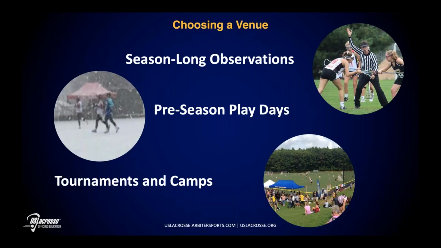Choosing a venue. Observations should occur 2 to 4 times throughout the season. We want to make sure that officials have time to work on their game between observations. We can do multiple observations throughout the course of any tournament in the summer. We can also do observations during preseason play days. However, if those are taken as an opportunity to do observations, it's important that you follow up later in the season with this participant so that they can see where they have improved and moved along.